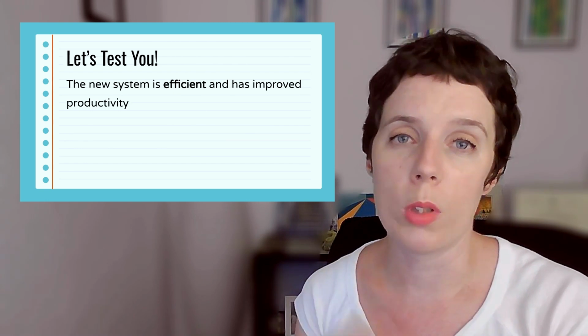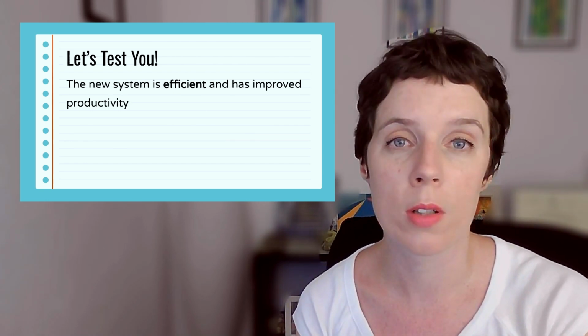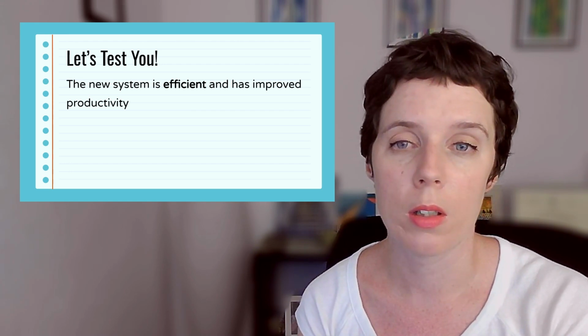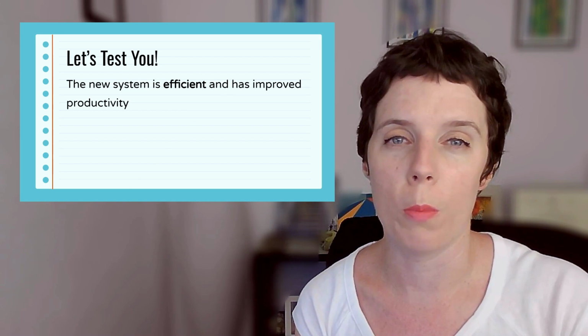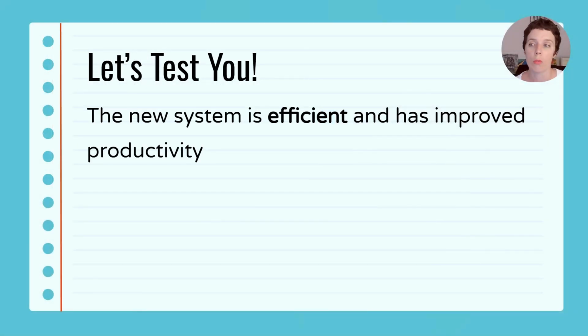And I've got one more little test for you. Final sentence: "The new system is efficient and has improved productivity." So we've got an adjective here. How can we make this a bit more formal by turning it into a noun? Again, I'll give you 10 seconds. Write a sentence in the comments. You've got 10 seconds, off you go.